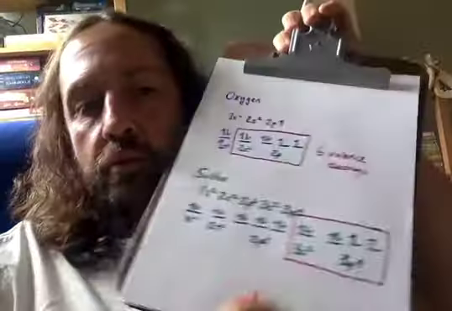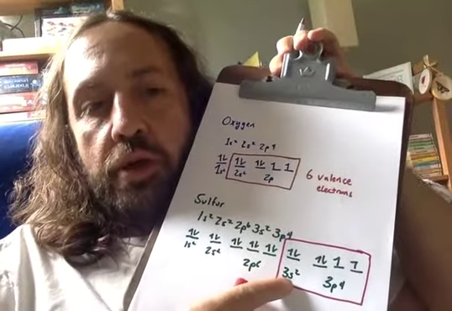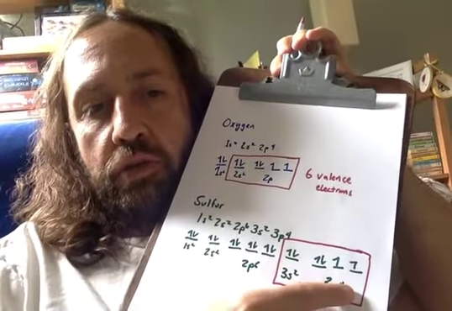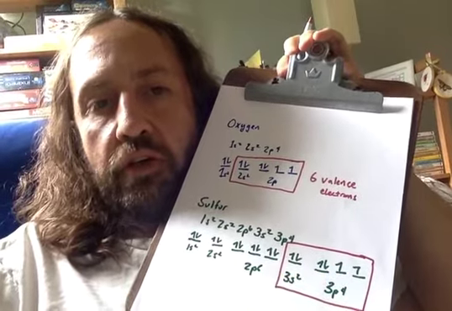And so now sulfur is bigger than oxygen. And so you'll notice that the biggest number it has is 3. But it has 2 plus 4, which is 6. It also has 6 valence electrons.